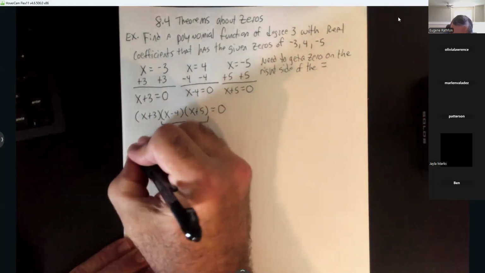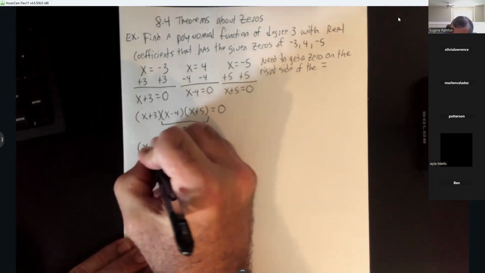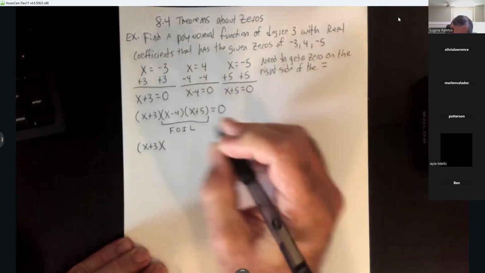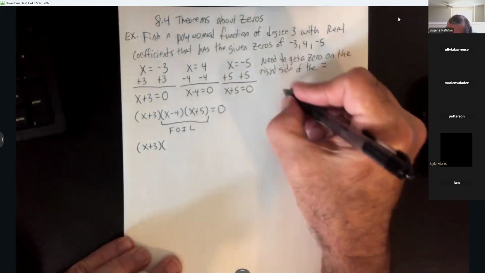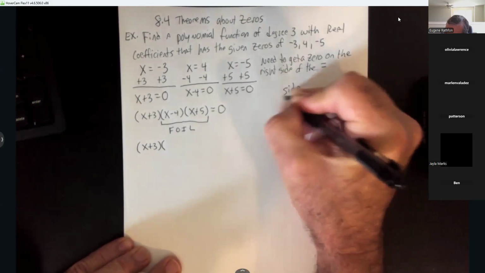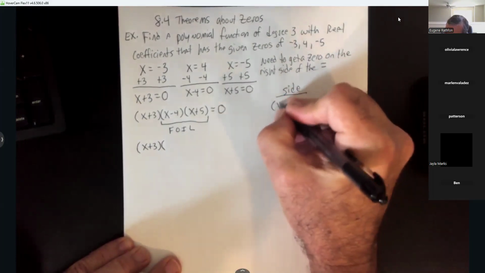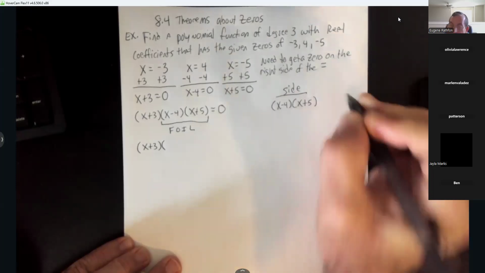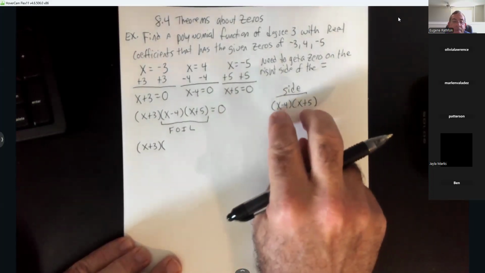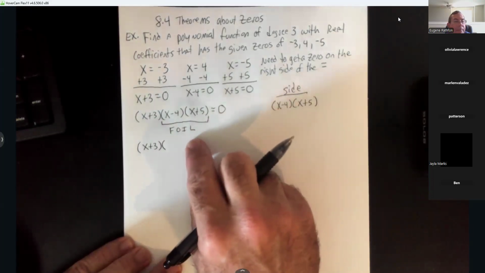So I'm going to bring down the x plus 3. And when I FOIL these, I'll put that answer here. So I'm going to FOIL on the side here. X minus 4 times x plus 5. Once I get that answer, I'm putting it right here, okay?